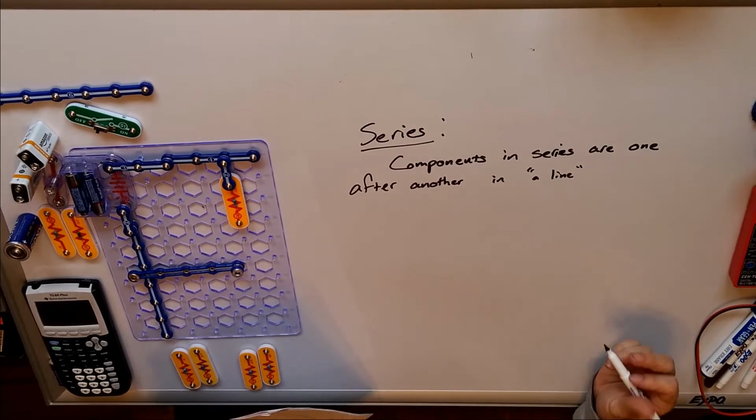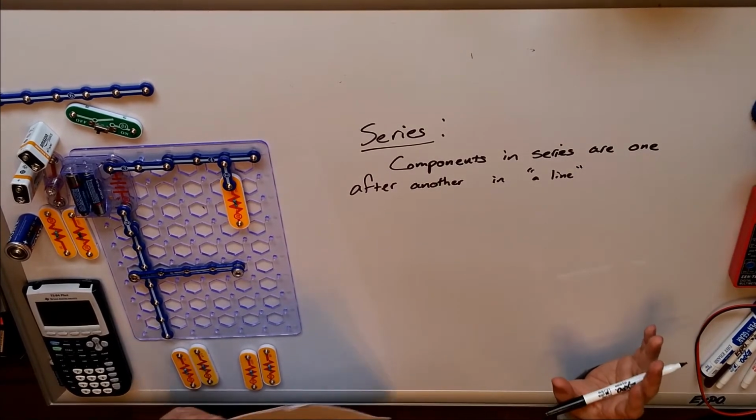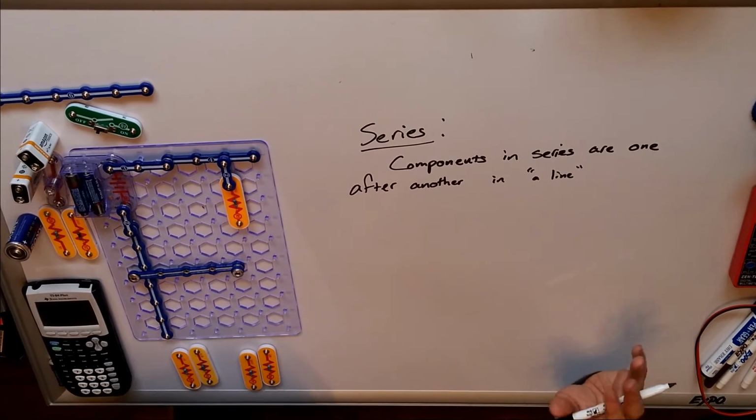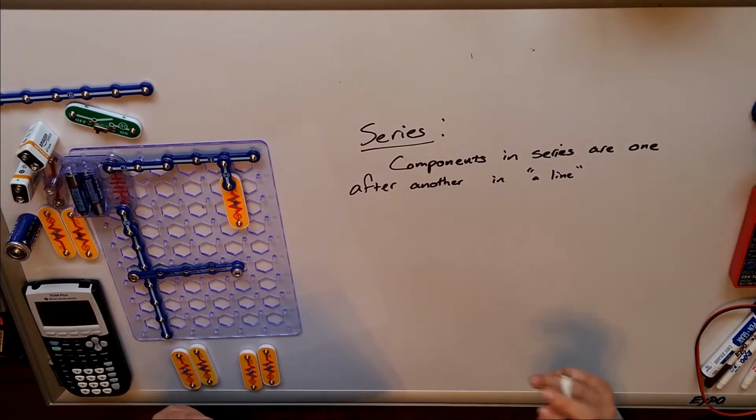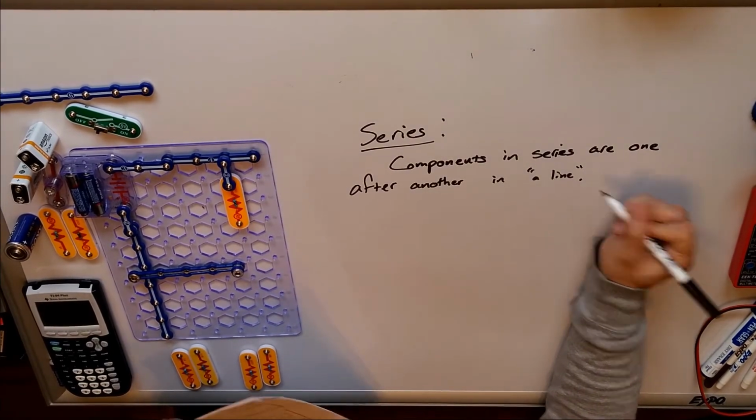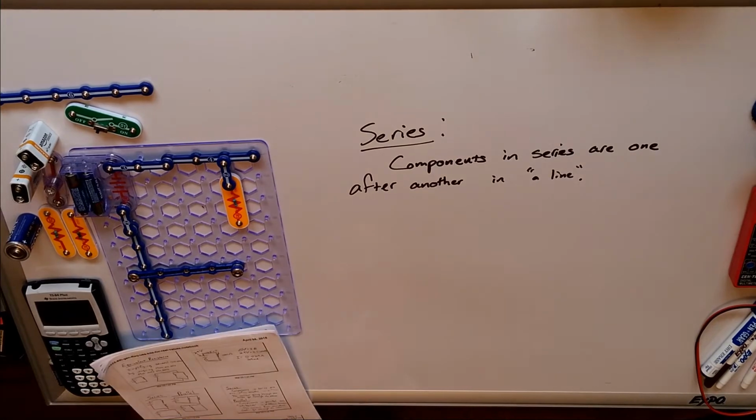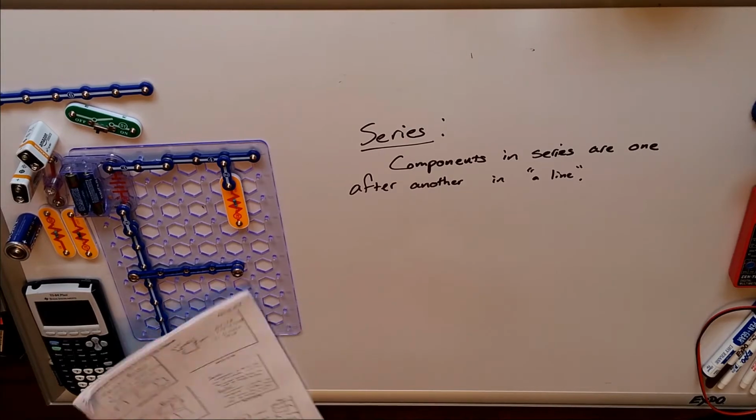The reason that I have it in quotation marks is because, like you saw a moment ago, they do not have to literally be in a line. But I'm going to explain what this means as we go a little bit further. Now, what I found is this. One of the best ways to keep track of series versus parallel is the following.